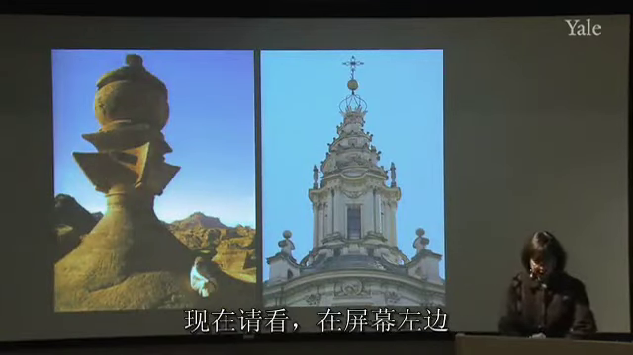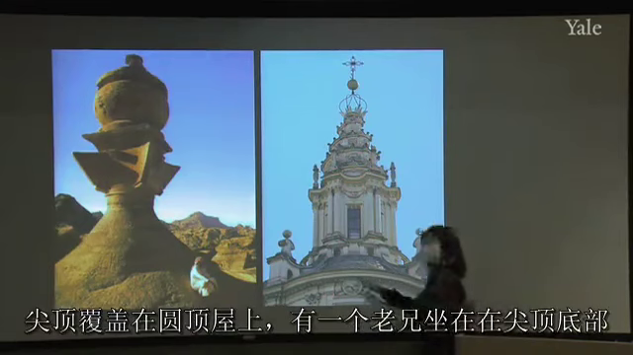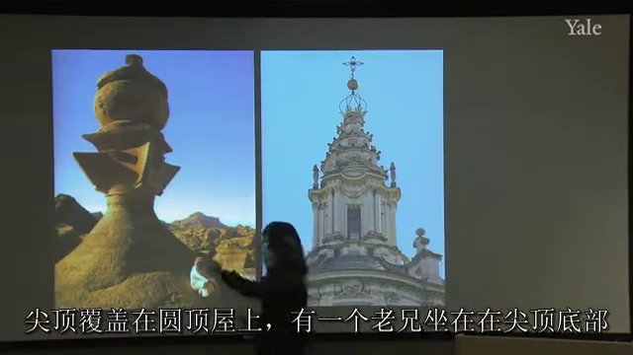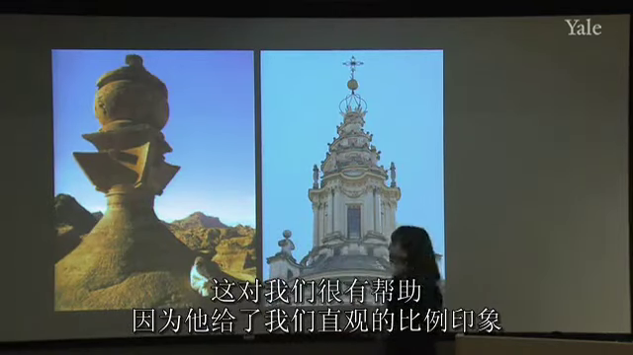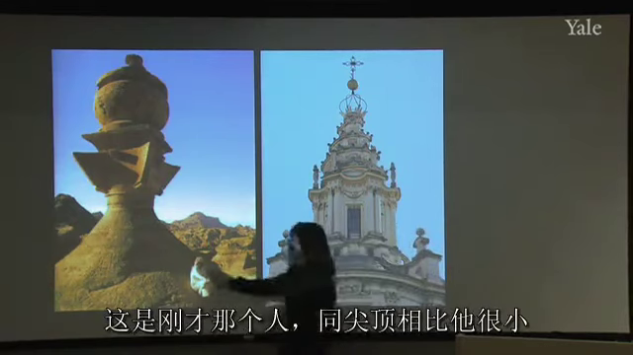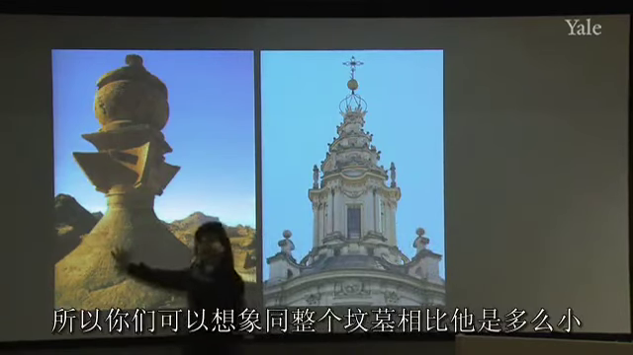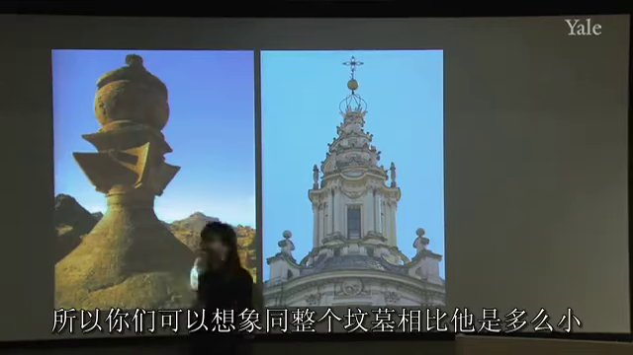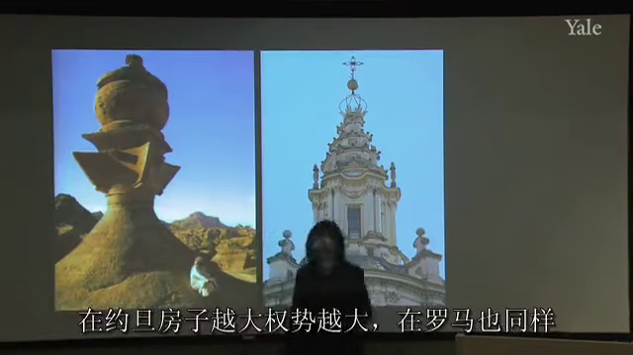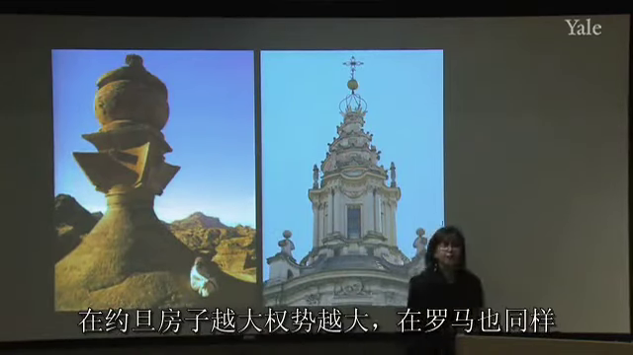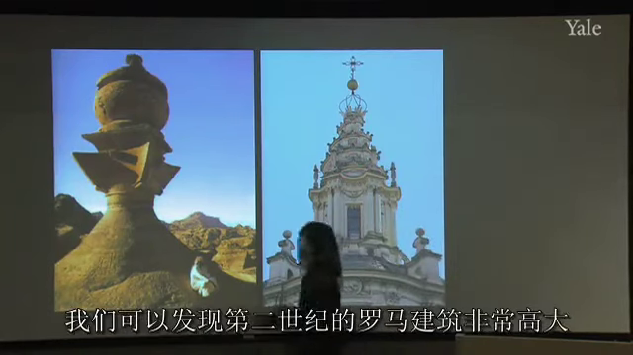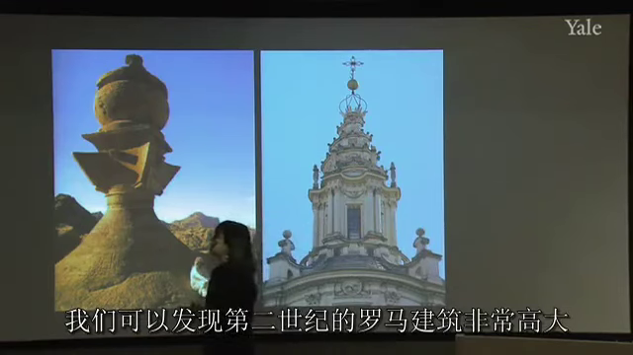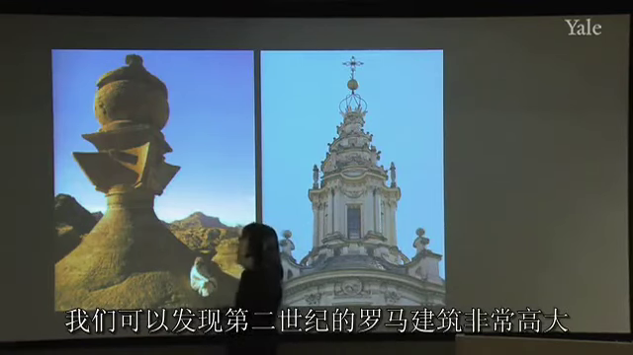And then I show you on the left-hand side of the screen the finial that caps the tholos. And a fellow sitting over here at the base of the finial is very helpful to us because he gives us a sense of human scale. This man is small compared to the finial, so you can imagine how small he is in relationship to the tomb as a whole. So once again, bigger is better reigns supreme in Jordan as it did in Rome, where we can see that the Romans are building very large in the 2nd century.